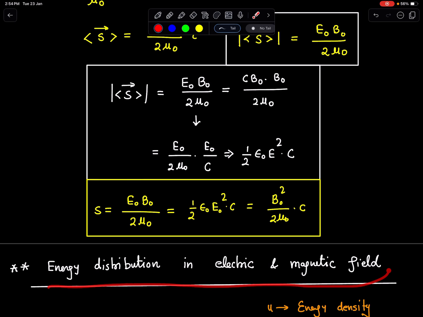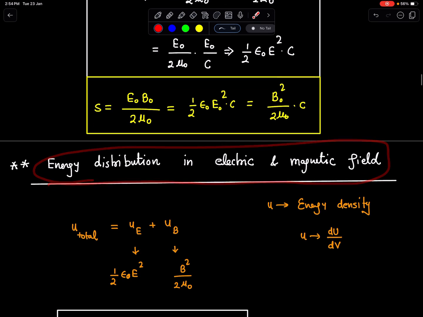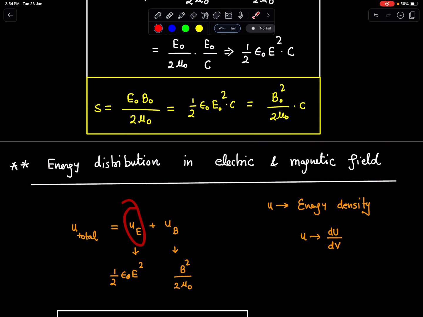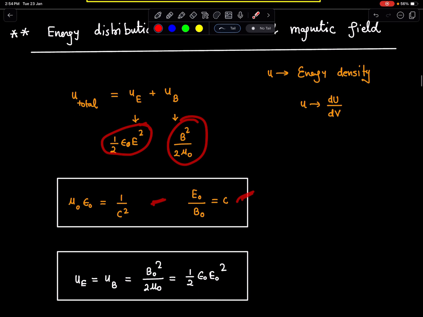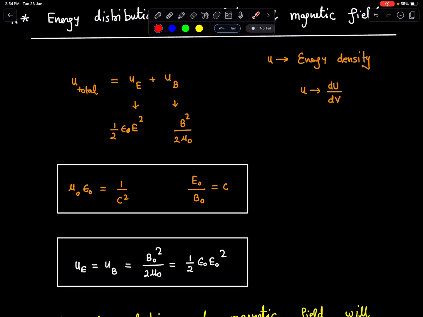All right, let's discuss how much energy electric field and magnetic field are carrying. So energy distribution in electric and magnetic field. Now total energy density I can write corresponding to electric and magnetic. This is energy stored per unit volume. So it was half epsilon naught E square, and this was B square by 2 mu naught. We have these well-known relations. So if you substitute these values, you'll find electric and magnetic field will carry equal energies per unit volume, and these values are B naught square by 2 mu naught, or half epsilon naught E naught square, where B naught and E naught are amplitudes of magnetic and electric field.